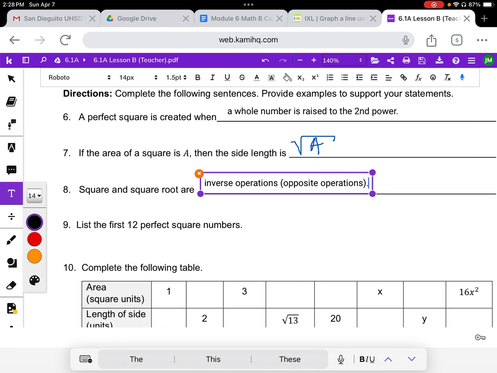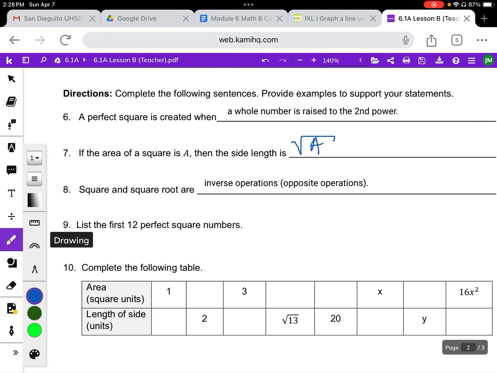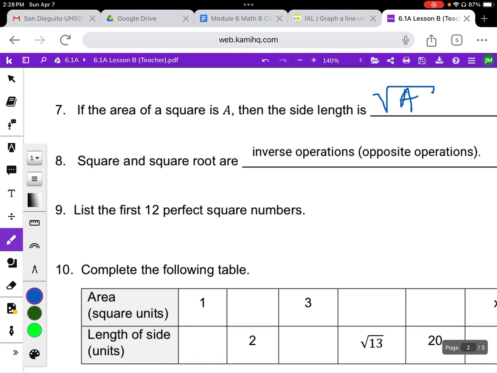We're going to list out our first 12 perfect squares from our times table.